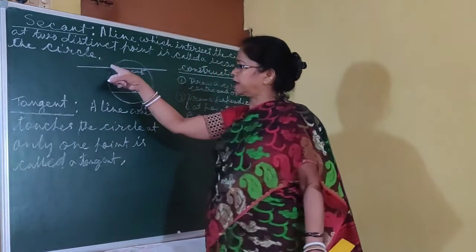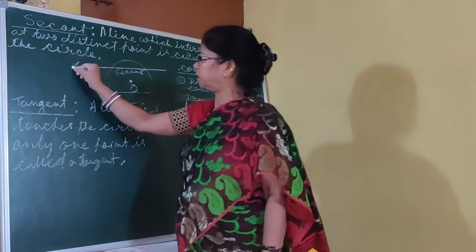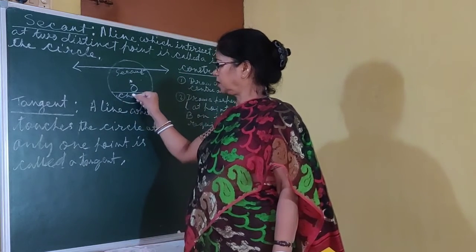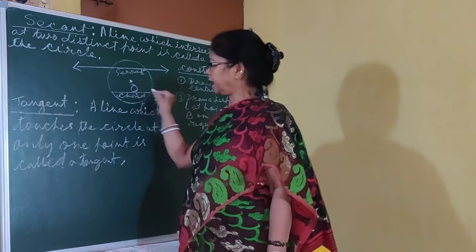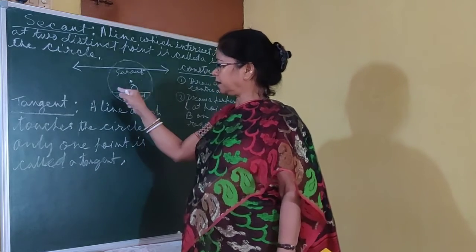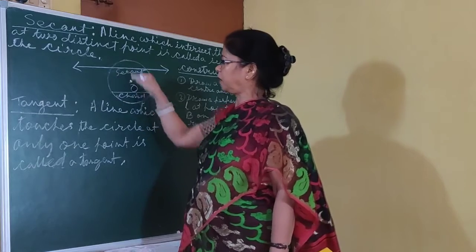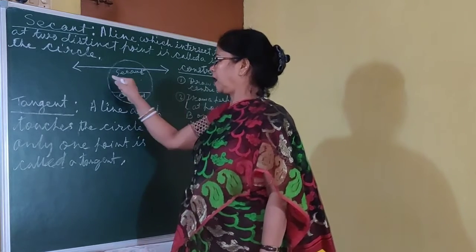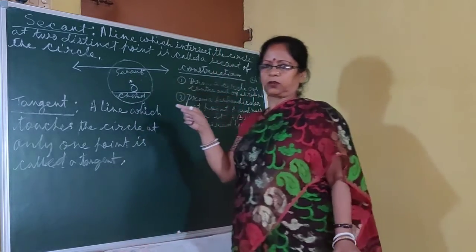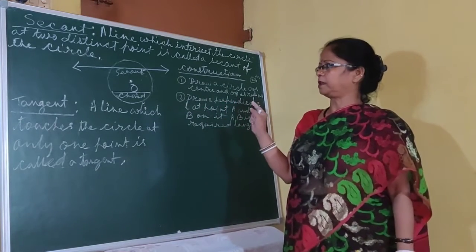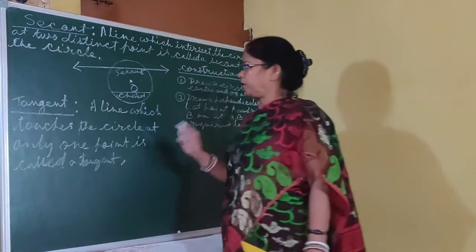Secant. It intersects. The line comes out. And this is a chord. It remains inside the circle and touches two points on the circle. Any two points on the circle, it is a chord. And the diameter is the biggest chord. That is the difference. What is a secant and what is a chord?